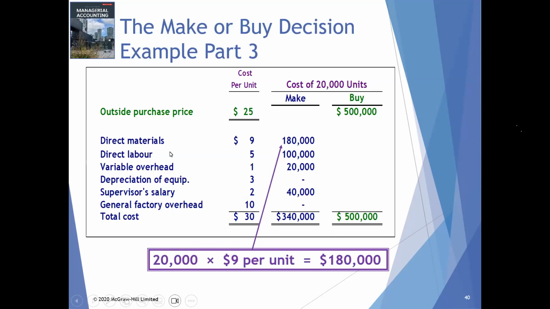And we know that the direct material, direct labor, variable overhead, depreciation, supervisor salary, general factory overheads, that will be 30. So if we calculate everything, 1, 2, 3, 4 points here. The first one is 180,000, 20,000 into 9 per unit. This is the $180,000. It's the direct material. Definitely we will have to spend it. Material is required.